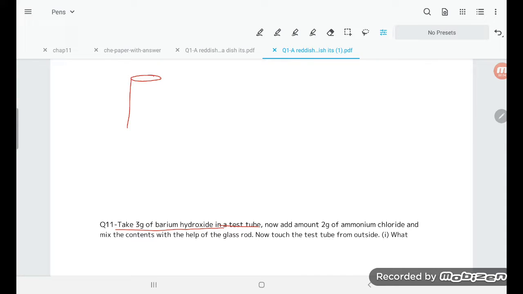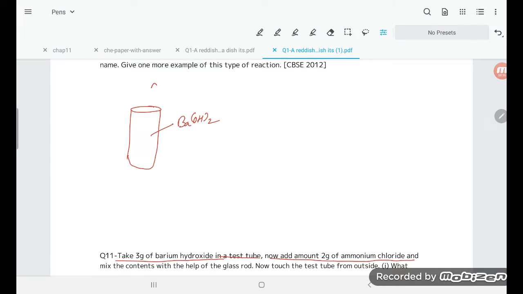So here I take the barium hydroxide. Barium hydroxide is Ba(OH)2. Now add 2 gram of ammonium chloride and mix. So you are adding 2 gram. Here this is the 3 gram, and here is ammonium chloride, you are taking 2 gram, right?